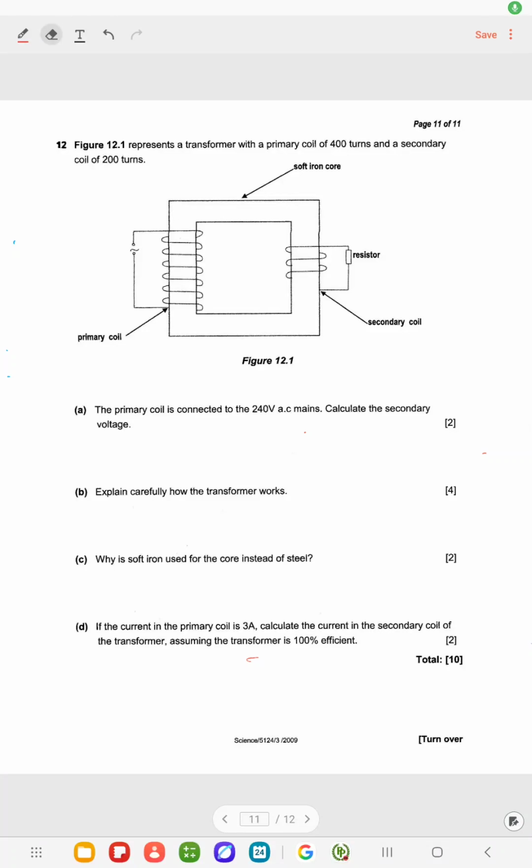Let us look at question 12, which is on transformers. We'll try to explain the concept of transformers using the question. Figure 12.1 represents a transformer with a primary coil which has 400 turns and a secondary coil with 200 turns.